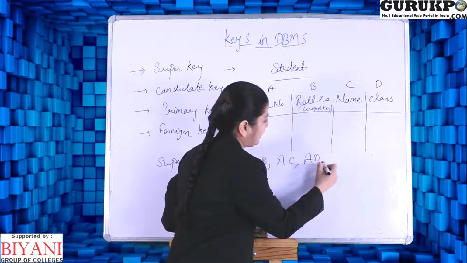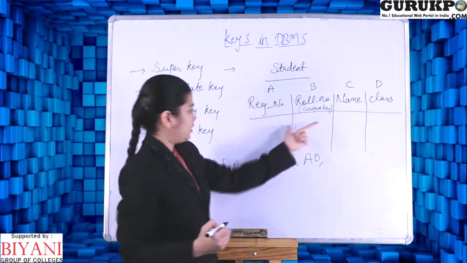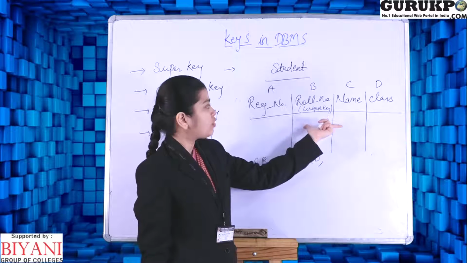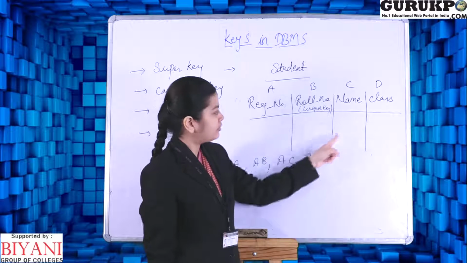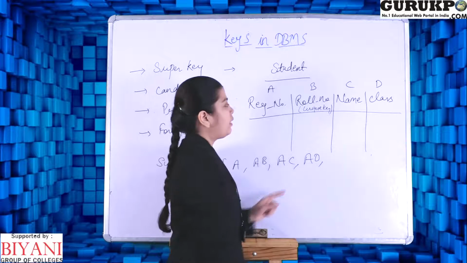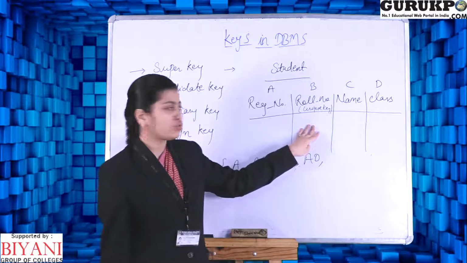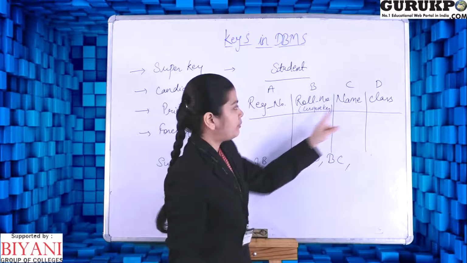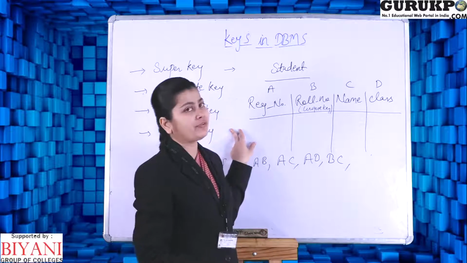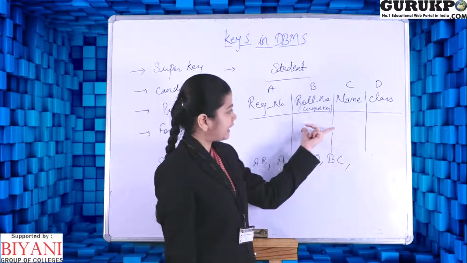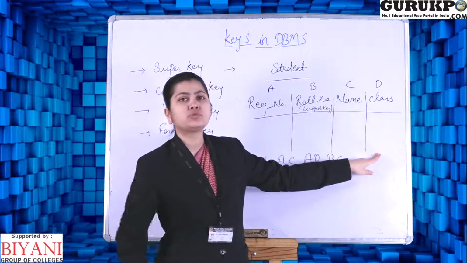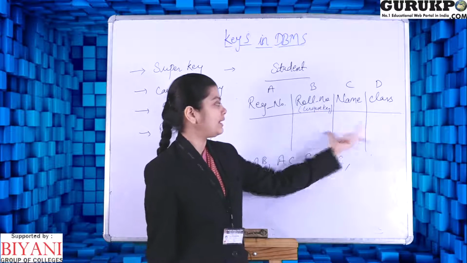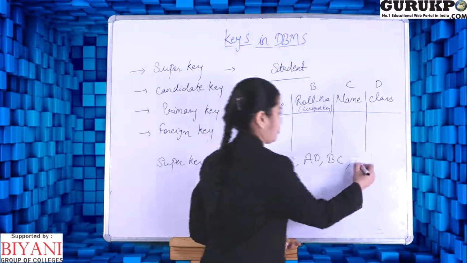Also we can take B and C as a super key, because the same name can be repeated but the roll number of every student is different. Also we can take roll number and class to uniquely identify each and every record of this table, because again class may be the same for two or more students, but the roll number of every student is different. So we can take B and D as a combination of super key.